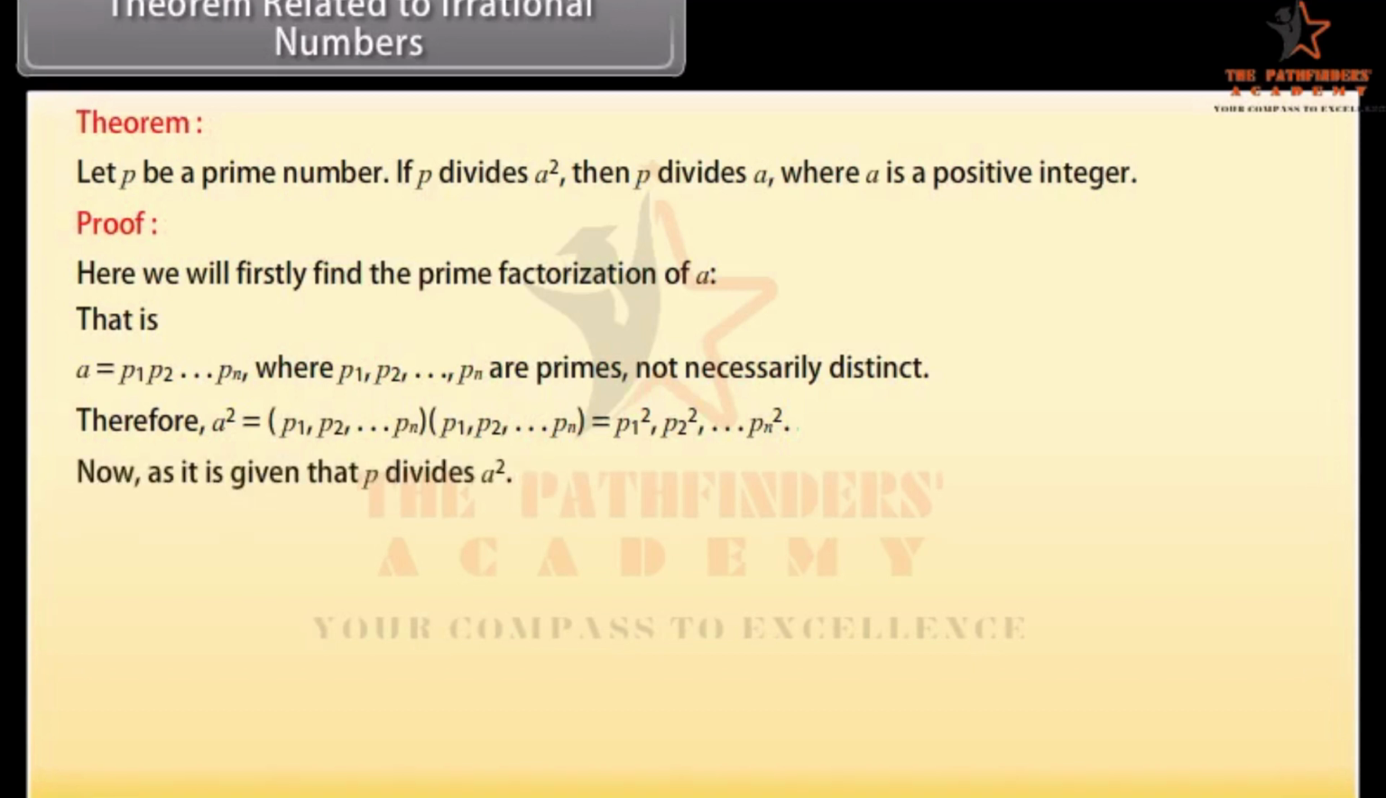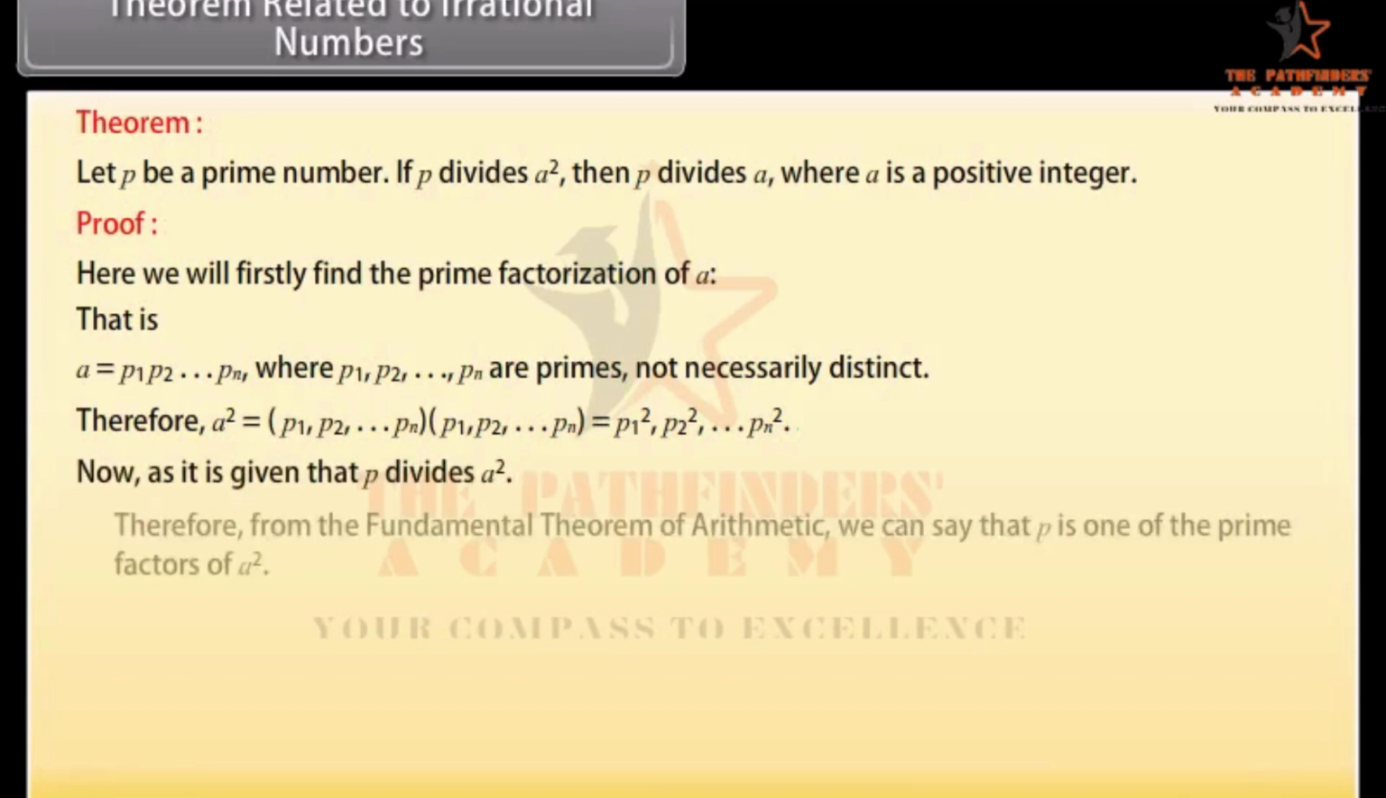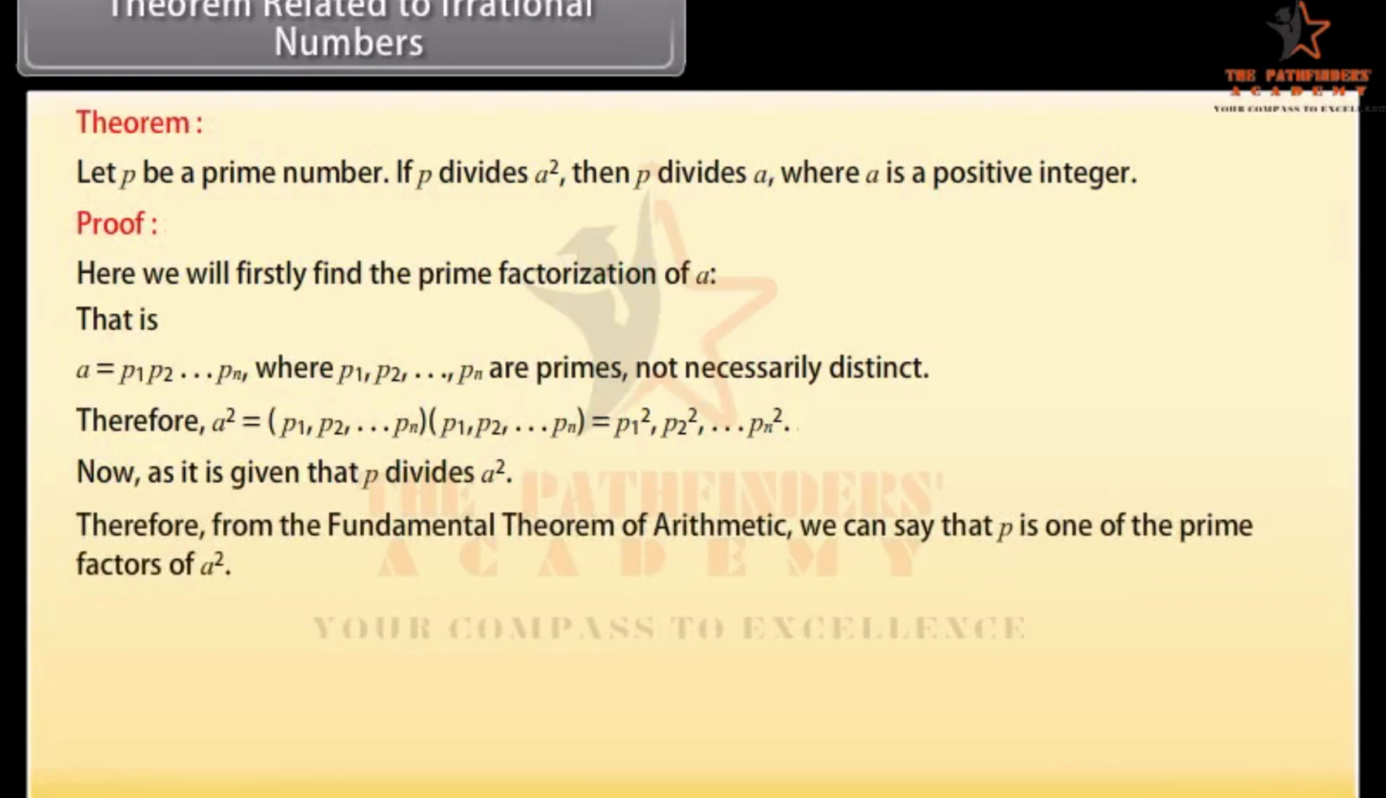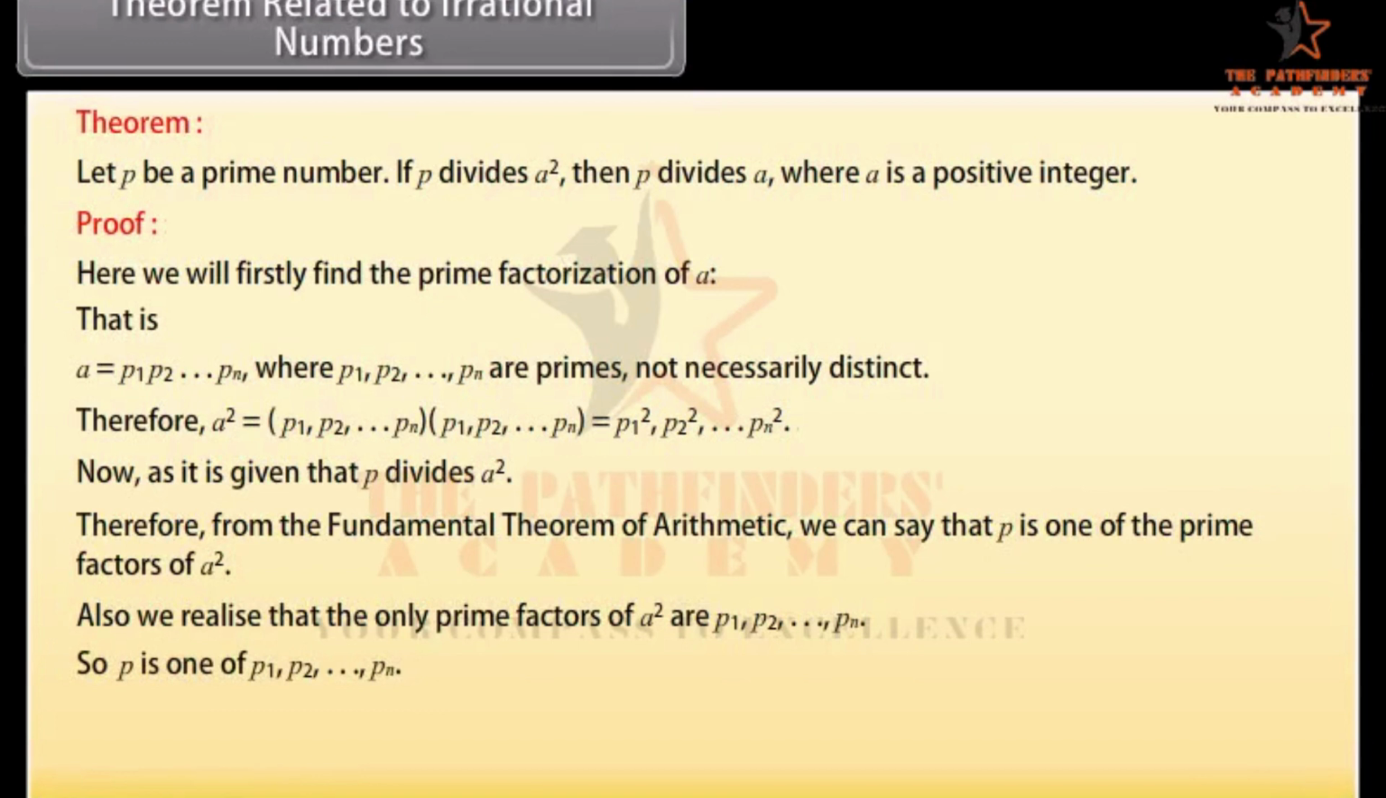Now, as it is given that p divides a squared, from the fundamental theorem of arithmetic we can say that p is one of the prime factors of a squared. Also, we realize that the only prime factors of a squared are p1, p2, and so on, pn. So, p is one of the p1, p2, and so on till pn. Now, since a is equal to p1, p2, and so on till pn, we can say that p divides a.